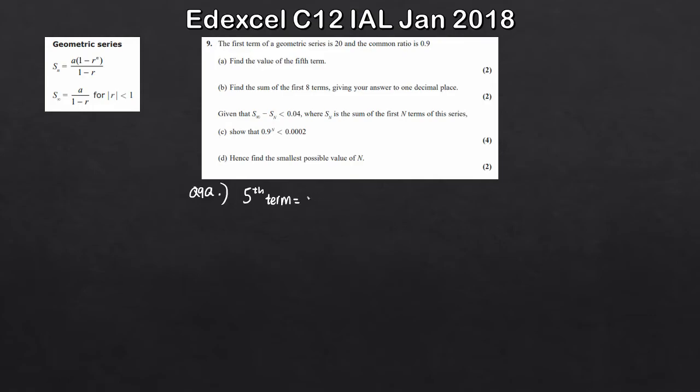So that's going to be AR to the 4. We know A is 20, so that's going to be 20 times R, well that's 0.9, and we raise it to the power of 4 here. Plug this into your calculator, and what you get here is 13.122. Okay, so that's our fifth term there.